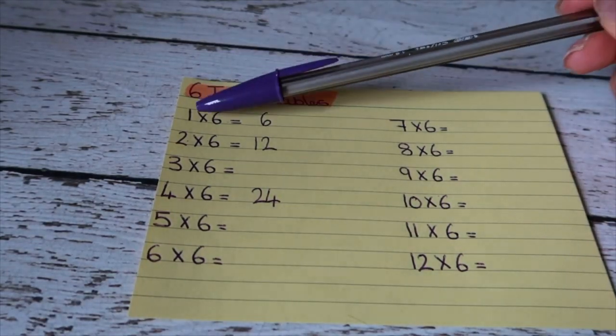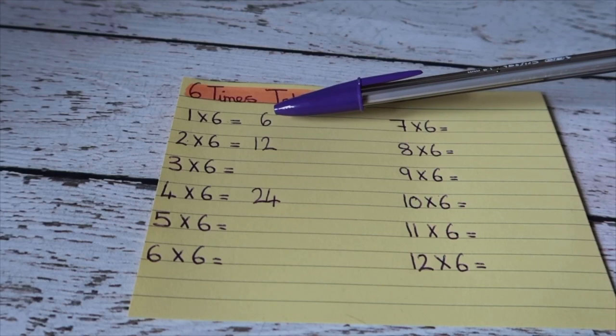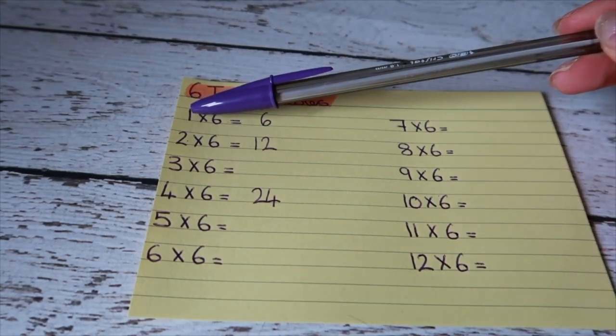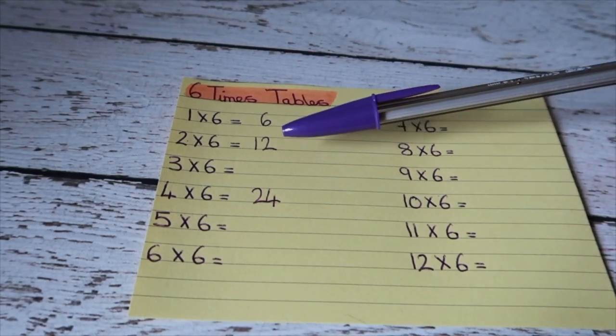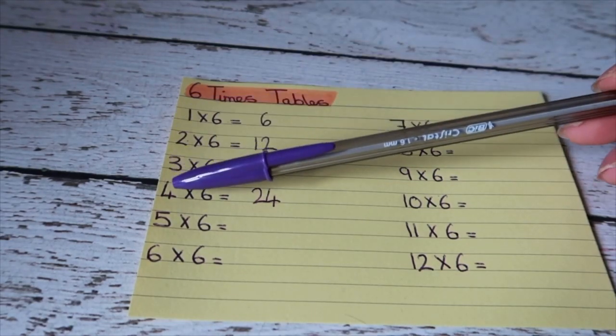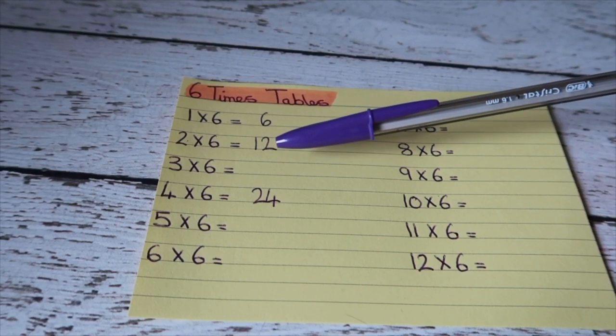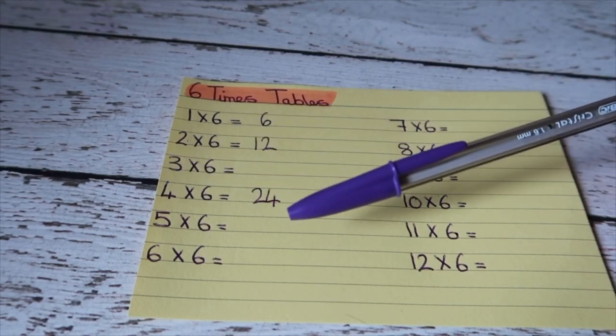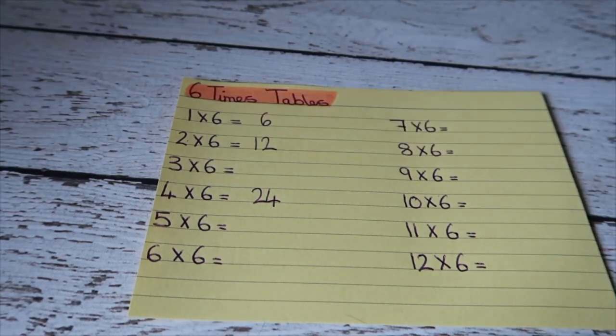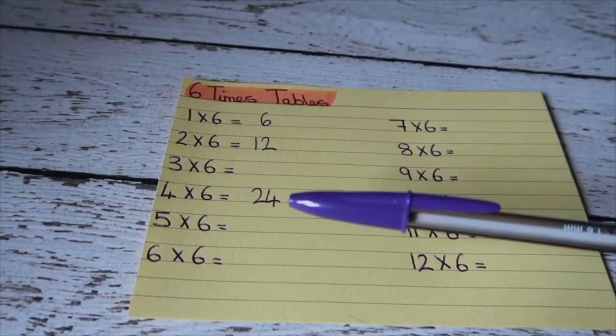Okay, so we've just done 4 times 6. First we did 1 times 6, which is equal to 6. And then because double 1 is 2, 2 times 6 is equal to 12. And then double 2 is 4, so 4 times 6 is equal to 24. Can you guess which one we're going to do next? What's double 4? Double 4 is, of course, 8. So we're going to have a look at 8 times 6 next.